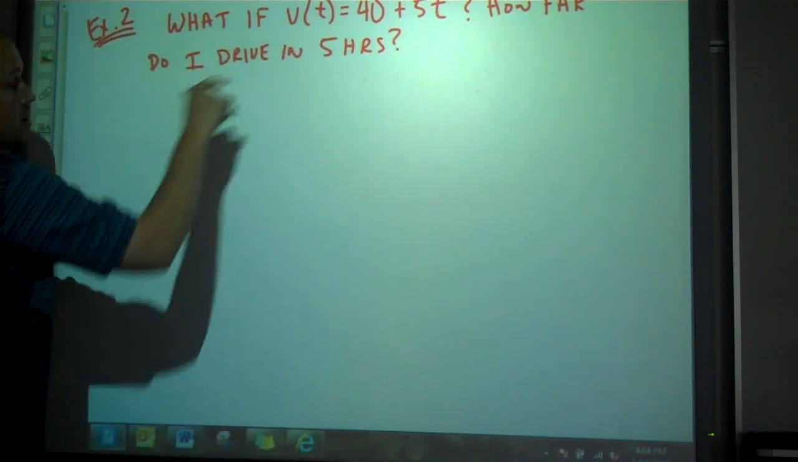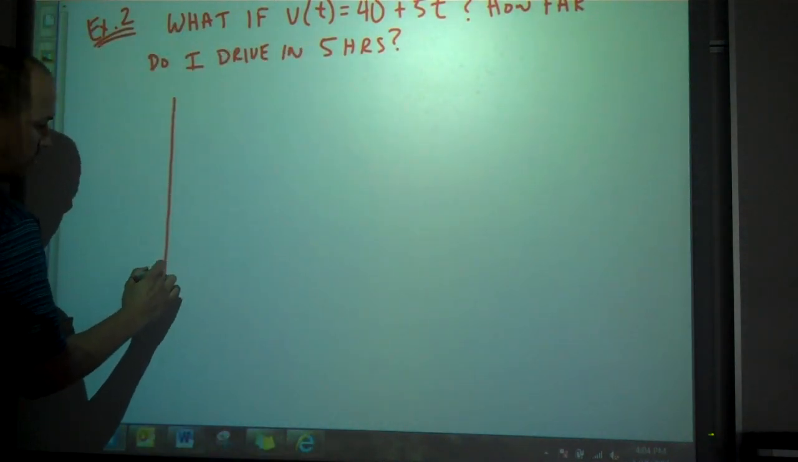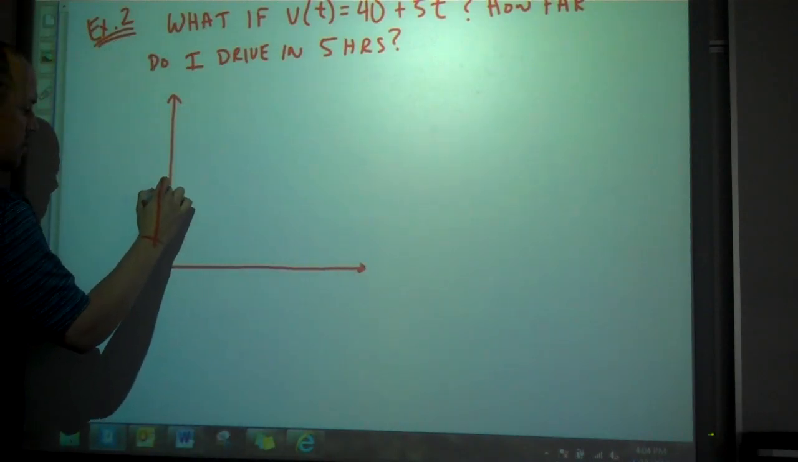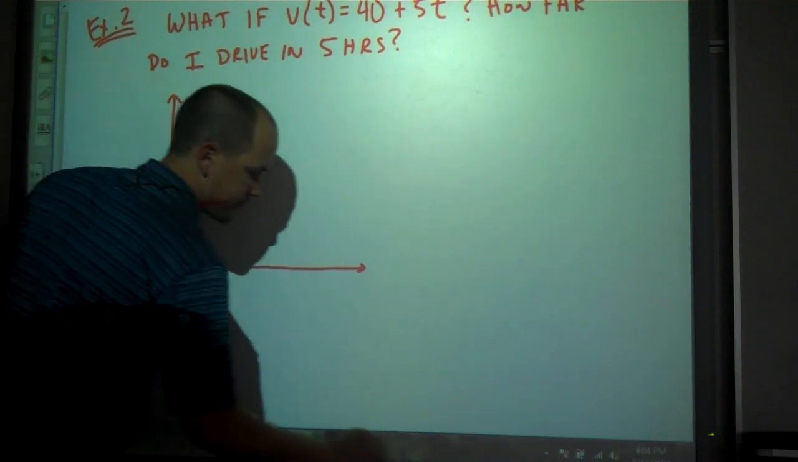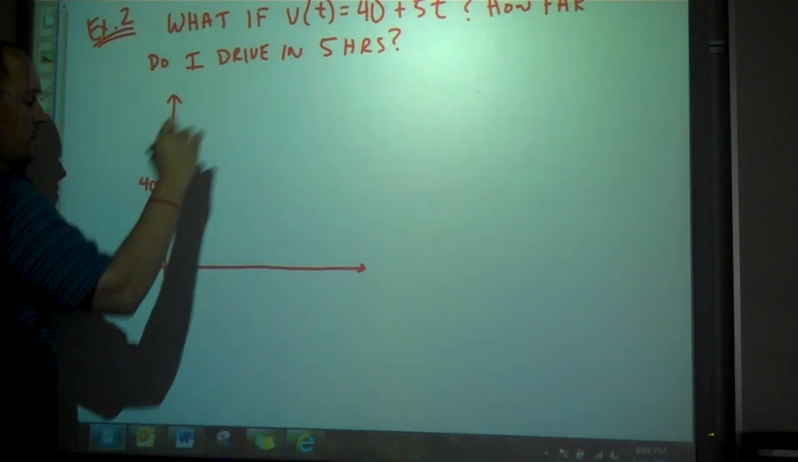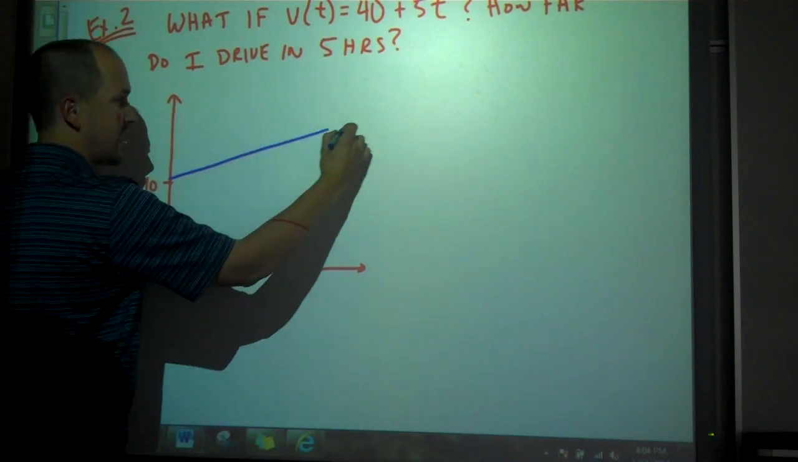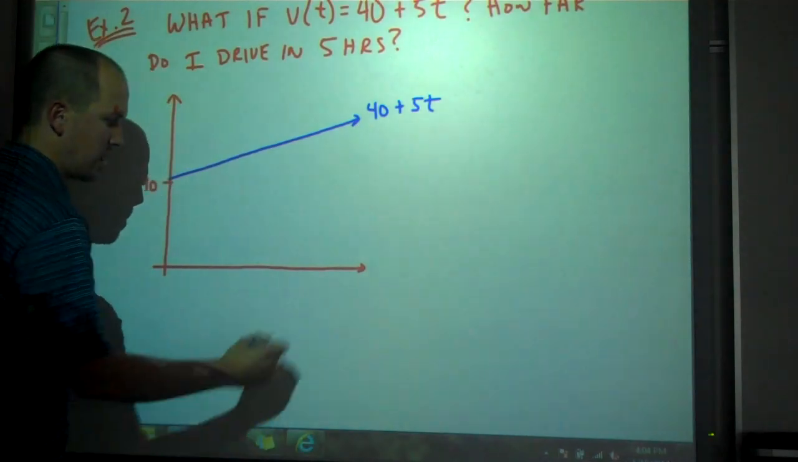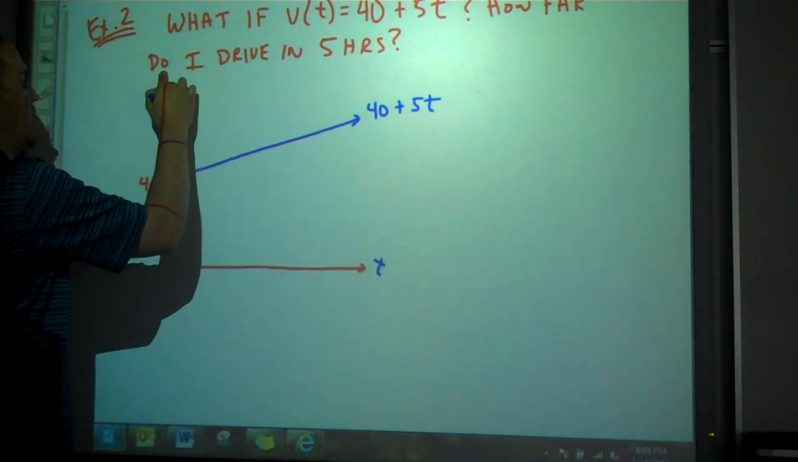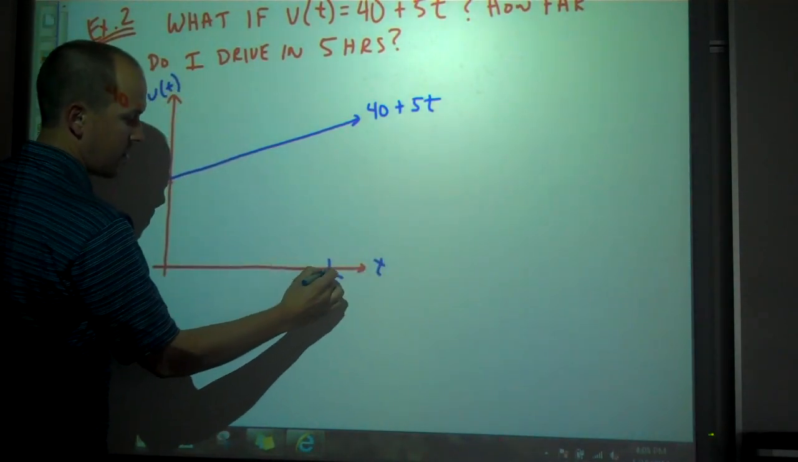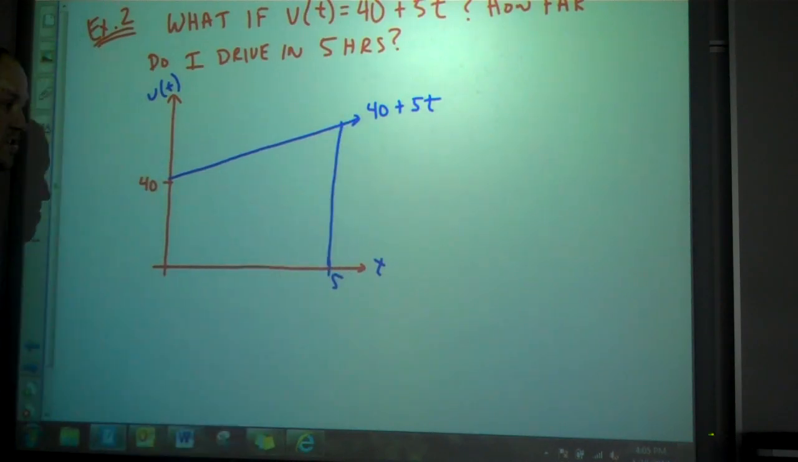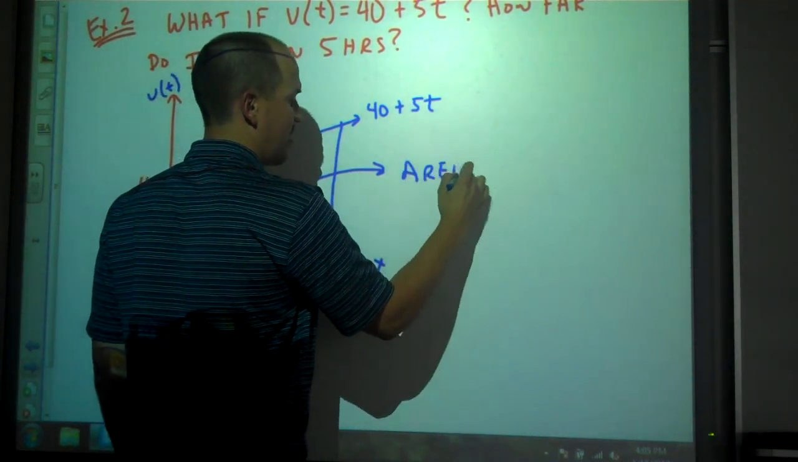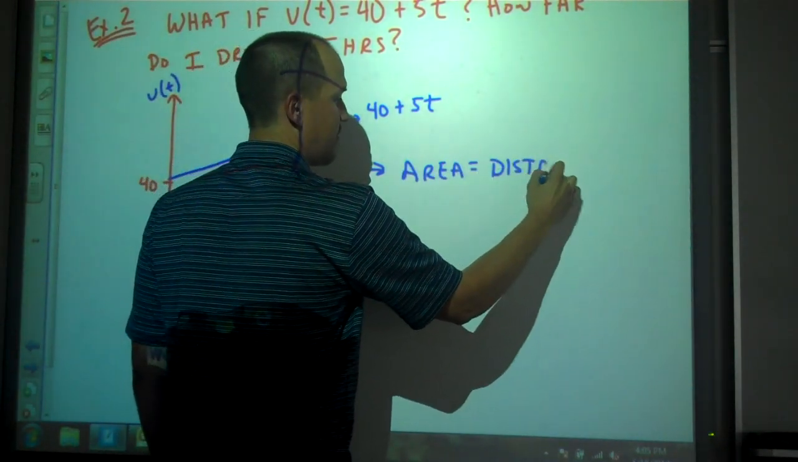So let's sketch that graph real quick. So that starts at 40. There's 40. And it increases at a steady rate. So I'm just going to sketch it like that. I don't know if that's exact. It's just a sketch. And I'm going out, there's t, v of t, I'm going out to 5. Draw a line up. So again, my distance traveled, the area here is going to equal the distance traveled.